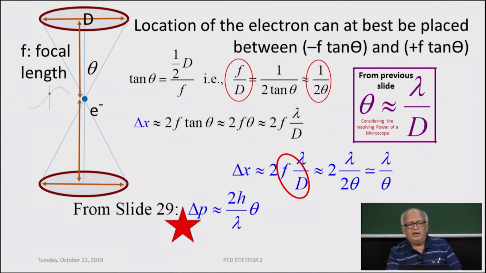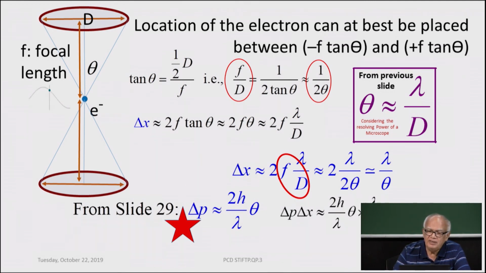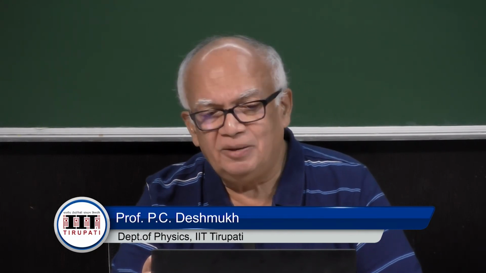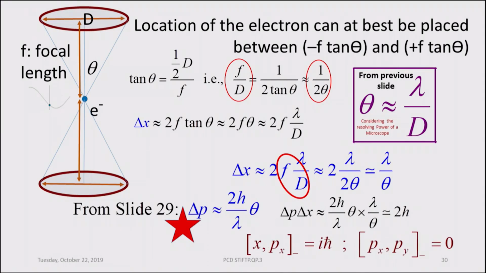So, we had the momentum uncertainty, which was 2h over lambda. We have the position uncertainty, which is lambda over theta. And if you take the product of delta x and delta p, it is of the order of h. So, this is the Heisenberg uncertainty relation. Now, this gives you order of magnitude estimates. So, this is not the exact uncertainty principle. The exact uncertainty principle is what we have already discussed.